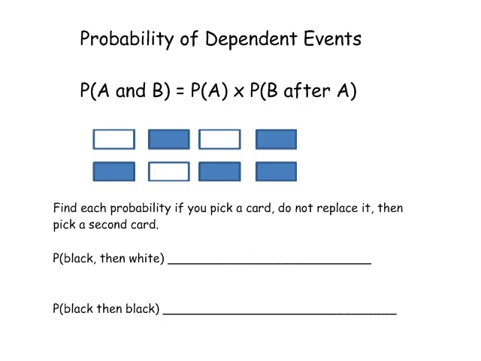Now let's talk a little bit about dependent events. We said that the first event affects the second event. So with this, once you find the probability of A, you find the probability of B after assuming that A has happened. So we're going to find each probability.